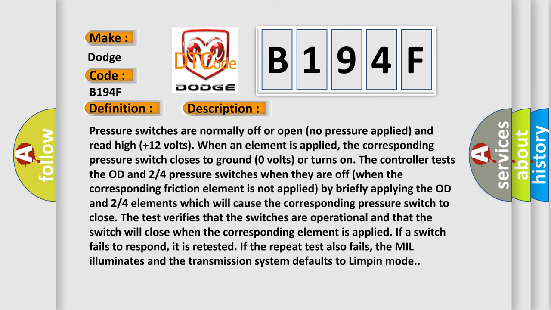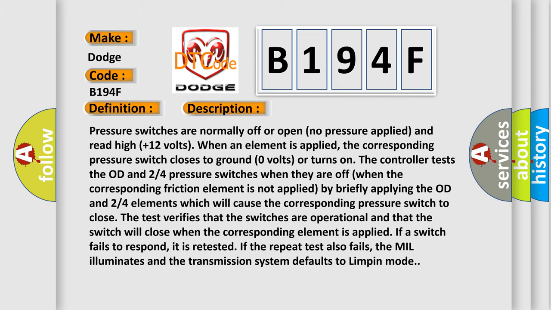Pressure switches are normally off or open, no pressure applied, and read high, plus 1-2 volts, when an element is applied. The corresponding pressure switch closes to ground, 0 volts, or turns on. The controller tests the OD and 24 pressure switches when they are off, when the corresponding friction element is not applied, by briefly applying the OD and 24 elements, which will cause the corresponding pressure switch to close. The test verifies that the switches are operational and that the switch will close when the corresponding element is applied. If a switch fails to respond, it is retested. If the repeat test also fails, the MIL illuminates and the transmission system defaults to limp-in mode.